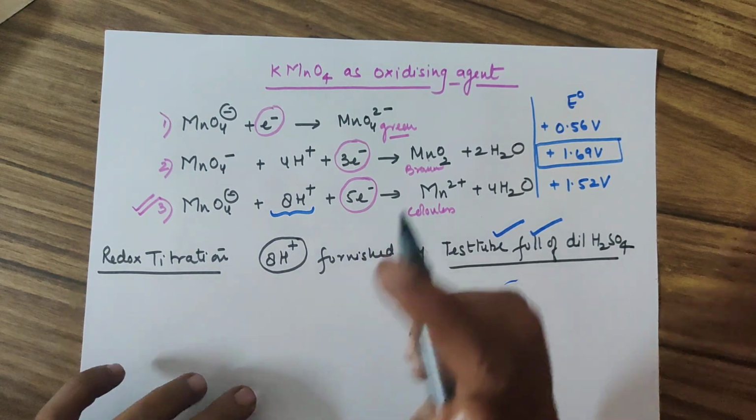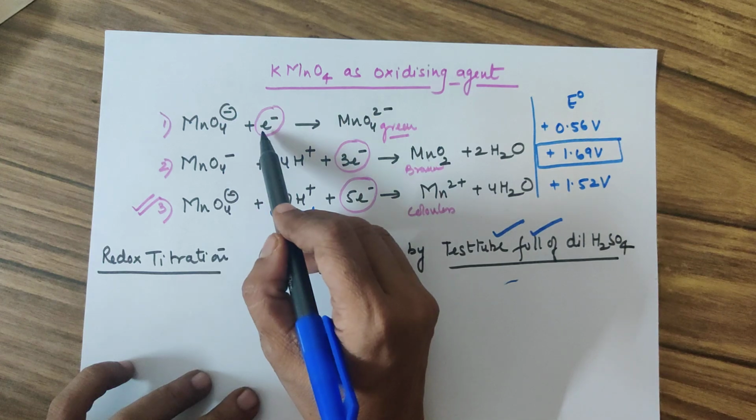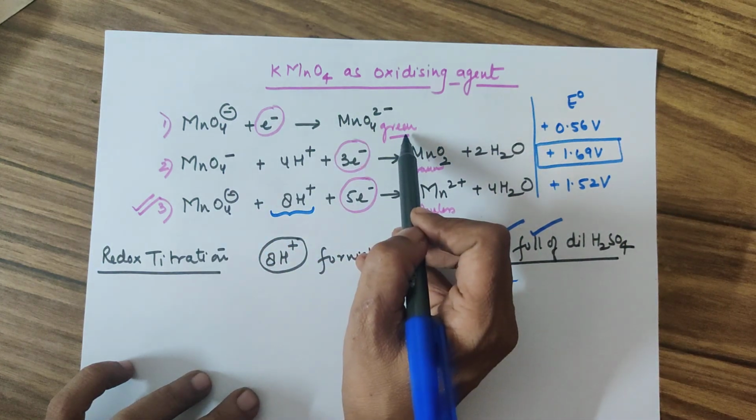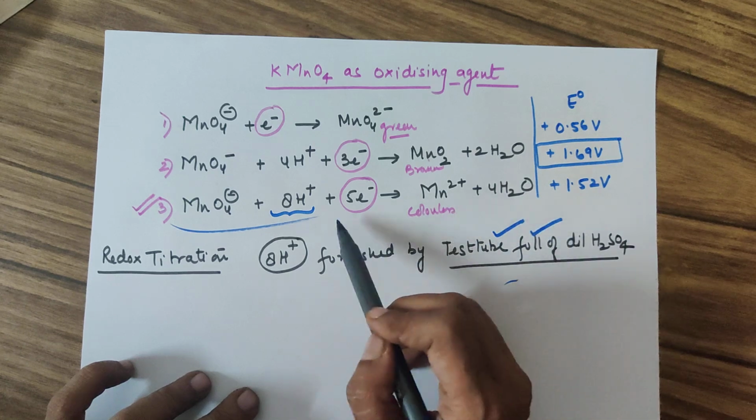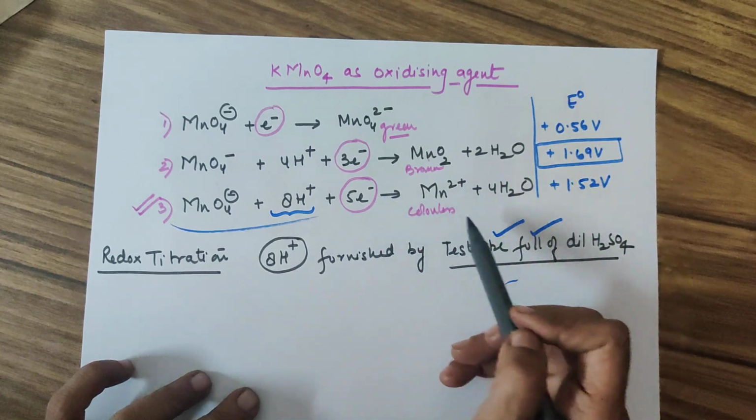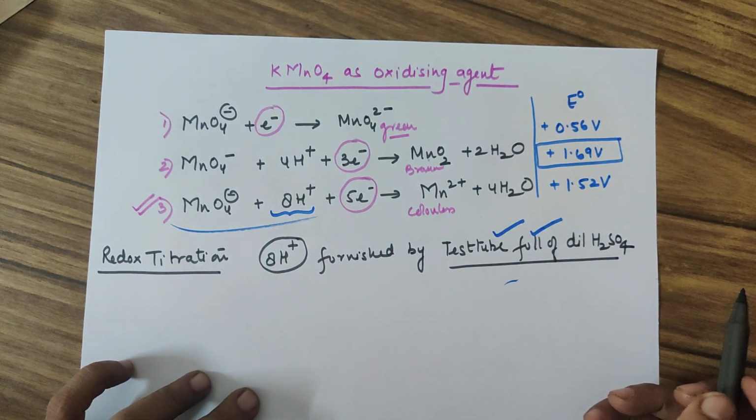Fine. So you should know that if partial reduction happens, it can transform to green, slightly more reduction to brown, maximum reduction to colorless, and this is what we want, and that's the reason we use the one test tube full of dilute sulfuric acid.